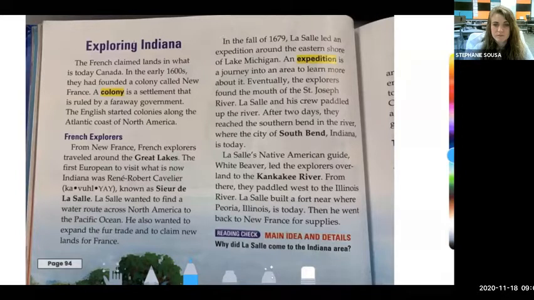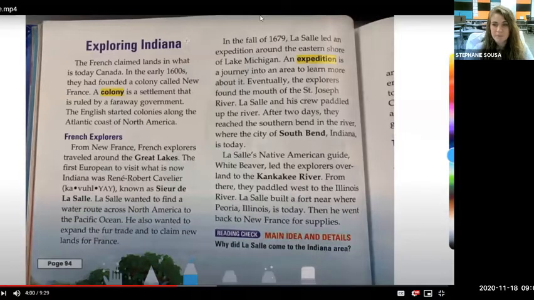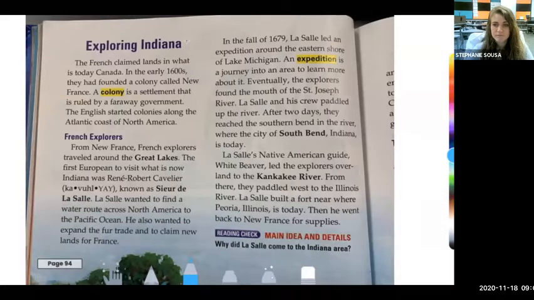What is the title of this page? Exploring Indiana. So I know the main idea has something to do with Indiana. Now we could look at the first sentence, we could look at the very last sentence, but the song also says that it could be anywhere. So we know it has to do with exploring Indiana, but in order to find the main idea, it's also important to look for repeated words or repeated names.